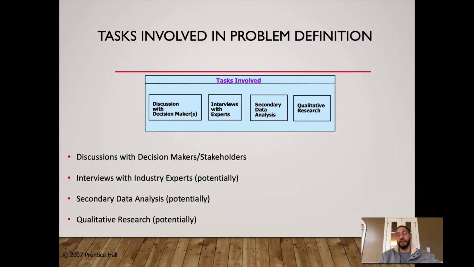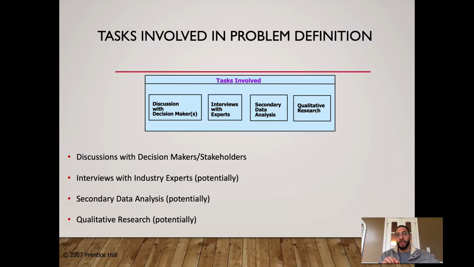You have things like secondary data analysis. You might have to review market trends or category trends. And the last bit is qualitative research. So maybe before we even understand what the right questions to be asking are, we might have to go off and do some work interviewing consumers, spending some time with them to understand what the right questions to even ask are. So this is some of the most preliminary work you can do up here in the tasks involved.